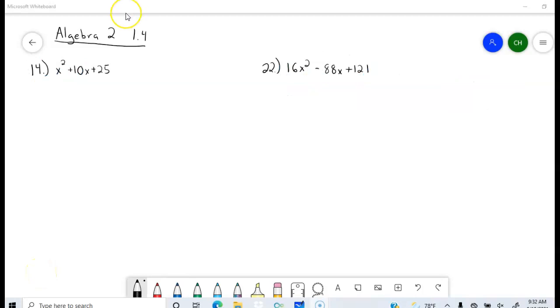Okay, now we have a couple that we're going to refer to as potential perfect square trinomials.